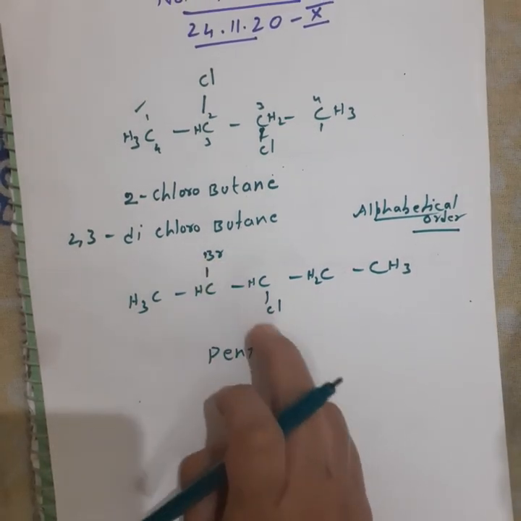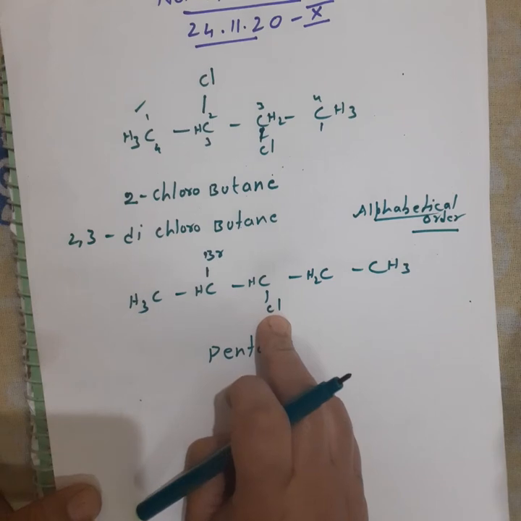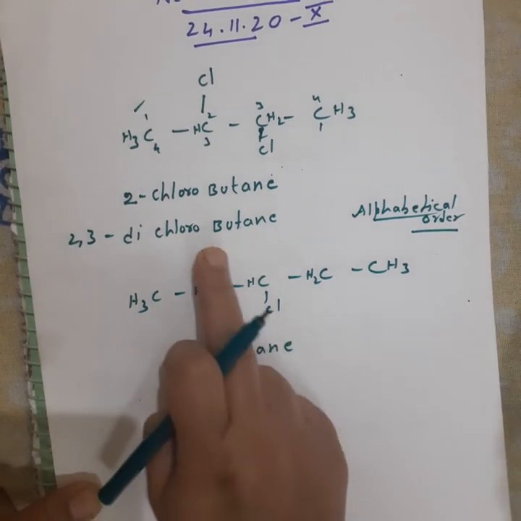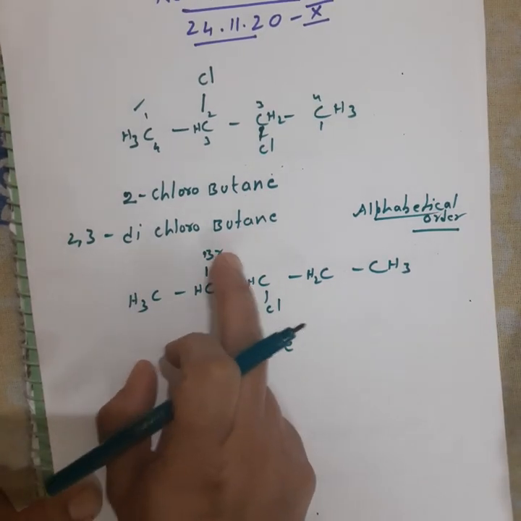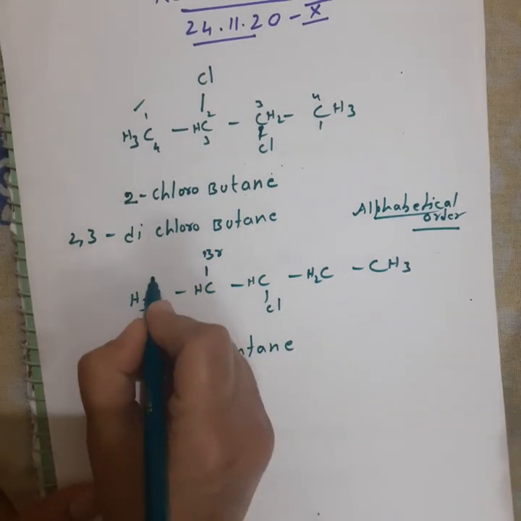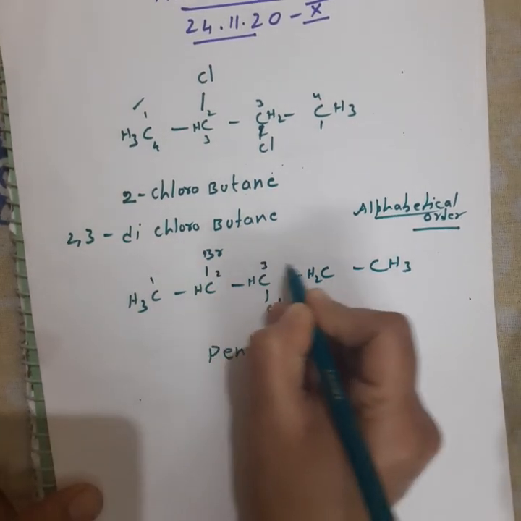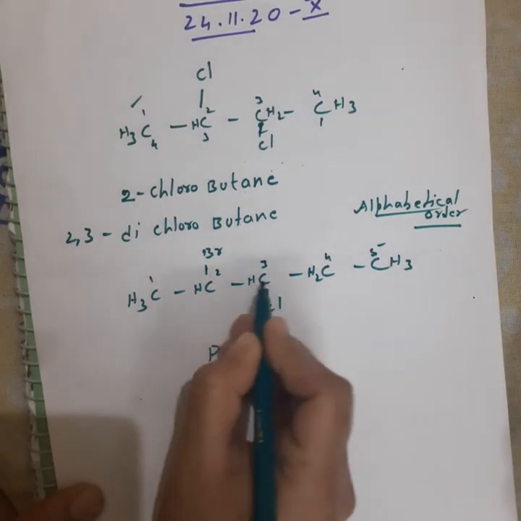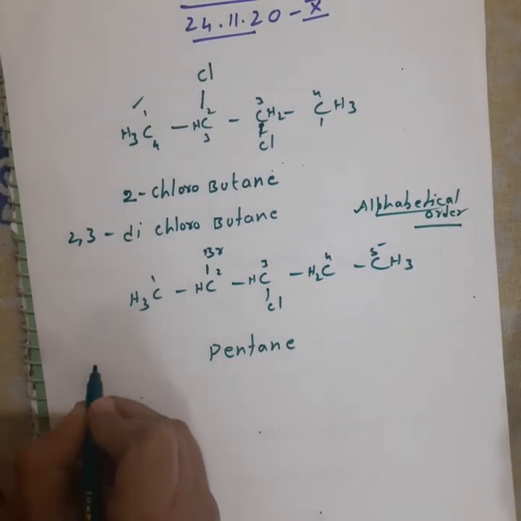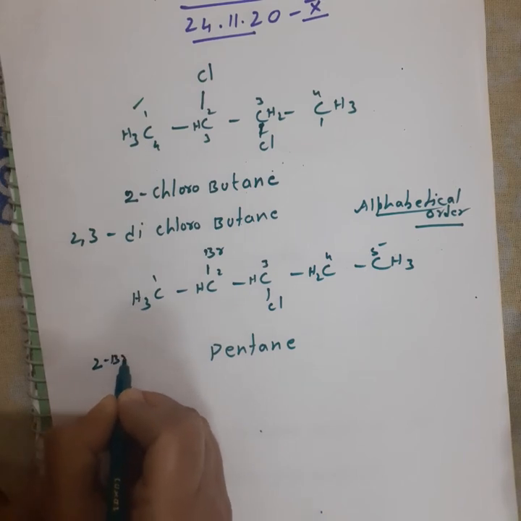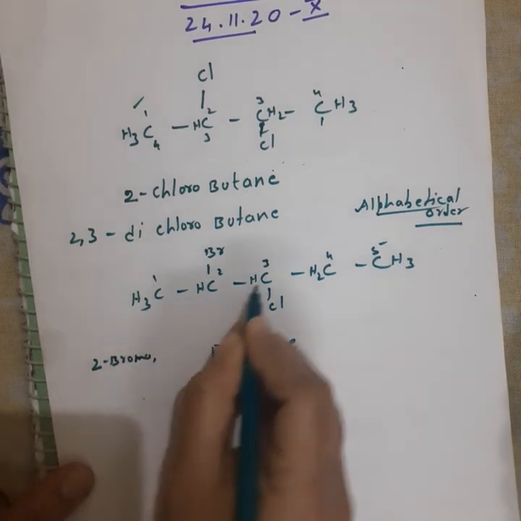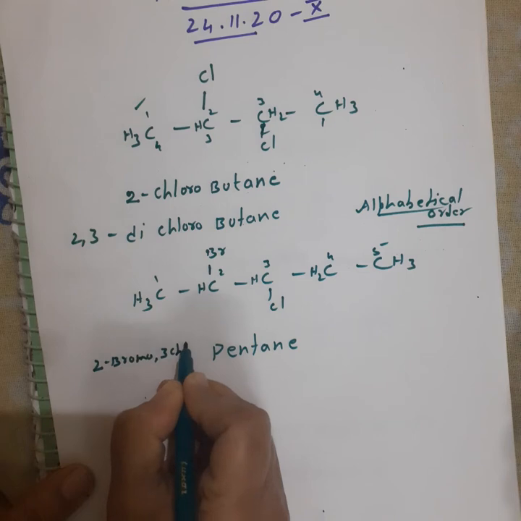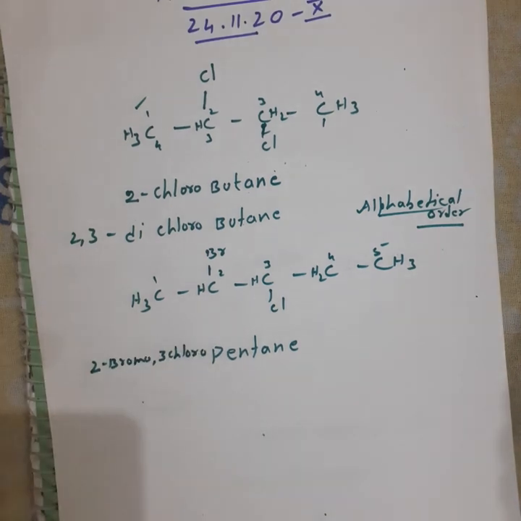B comes first, then comes C. So let us now give the lowest value to bromine. Where will it get the lowest value? From your left side. So 1, 2, 3, 4, 5. Okay, so how would I name it now? 2 bromo, then 3 chloropentane. So 2 bromo, 3 chloropentane.